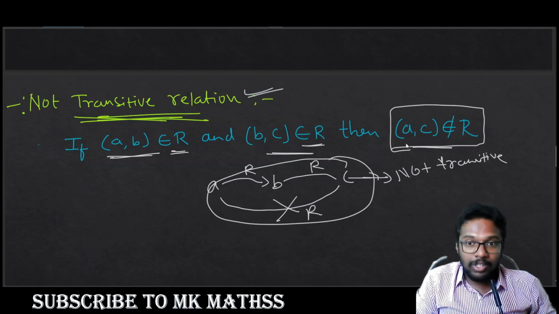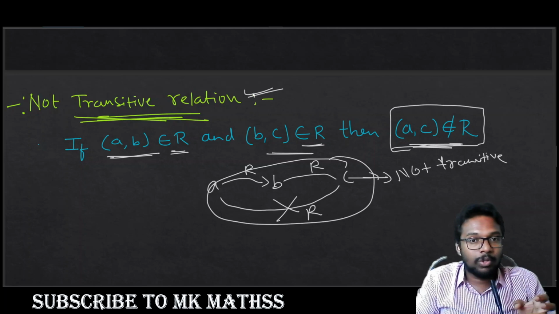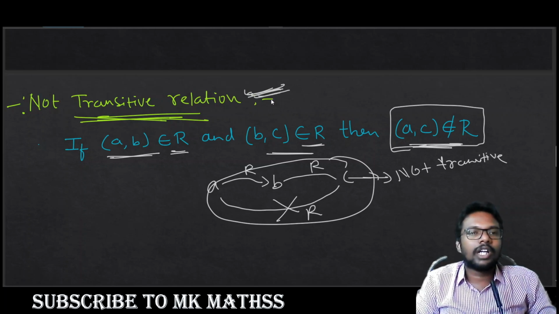But we are unable to say (a, c) does not belong to R. If we cannot say (a, c) does not belong to R, it means we can't prove it is not transitive. If we are not able to prove it is not transitive, then obviously we have to accept it as transitive. So there are three definitions here.